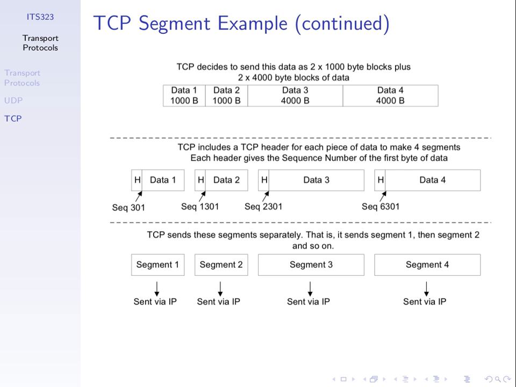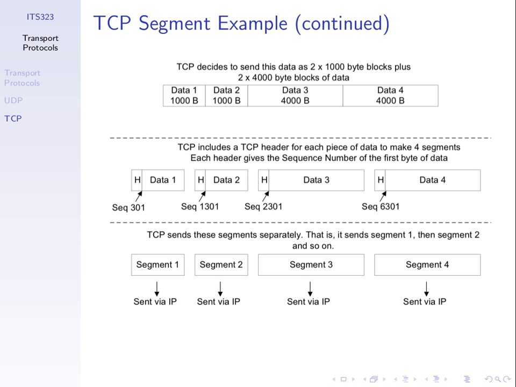Let's draw it again on the board. This is our 10,000 bytes. We've divided it, it's not really to scale, into 4 chunks. The first one has 1,000 bytes. So does the second. And the next 2, 4,000 bytes. Again, how we do that is up to TCP. It may divide it into equal sizes. The way to split depends upon performance or impacts on performance.